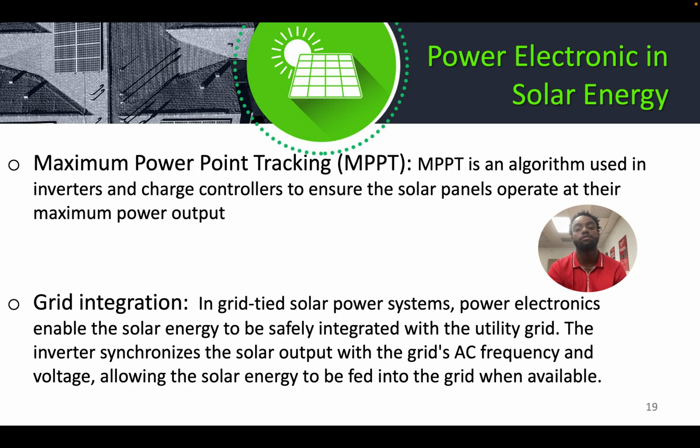And also another way is the grid integration. In grid-tied solar power systems, power electronics enable the solar systems to be safely integrated into the utility grid, and they do this by synchronizing the solar output with the grid frequency and voltage, allowing the solar energy to be fed into the power grid safely when available.